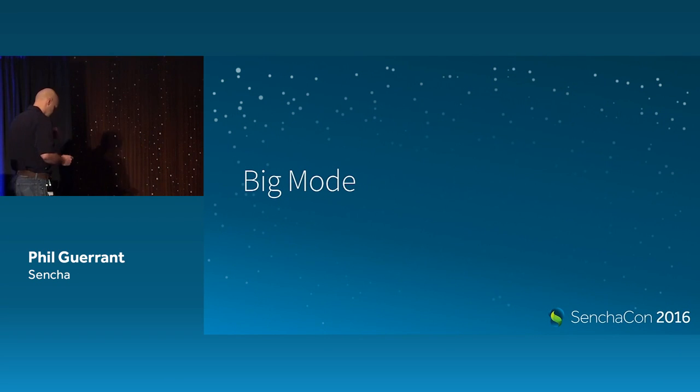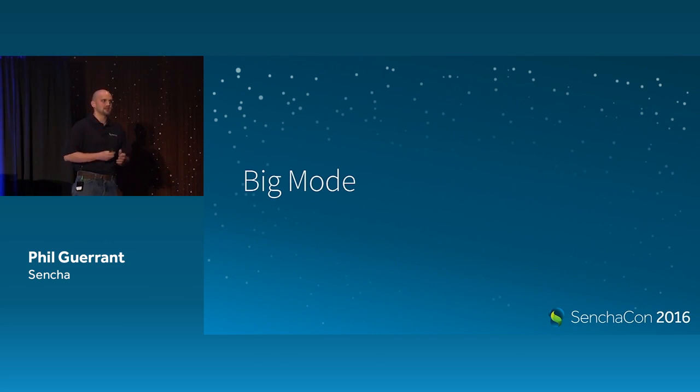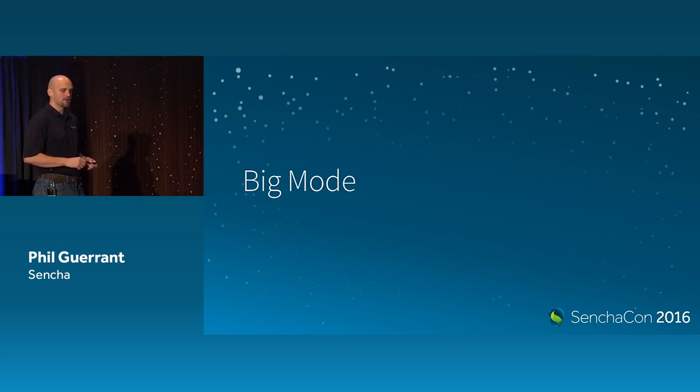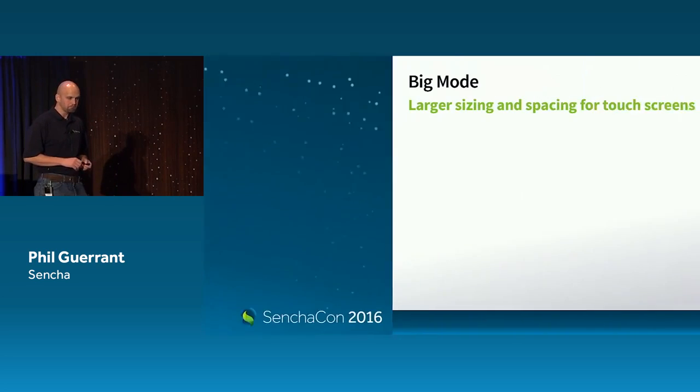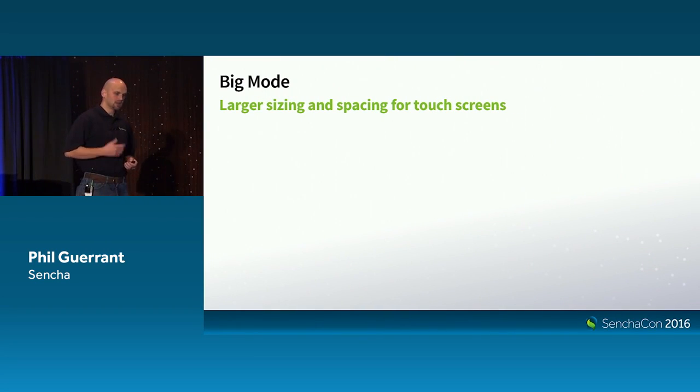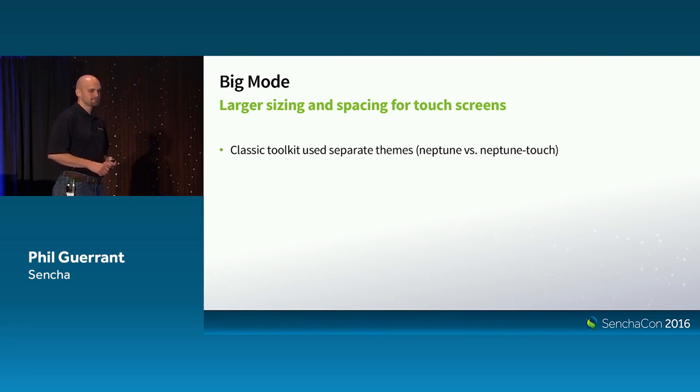So earlier I mentioned how the modern toolkit doesn't have any of these touch-sized themes, which are just larger sizing and spacing to be friendly on touch screens so that you can tap things. And the modern toolkit's answer to that is a single theme that handles both modes. This is advantageous because you don't have to have multiple builds, adding to your app build time. So all it is, is larger sizing and spacing for touchscreens.